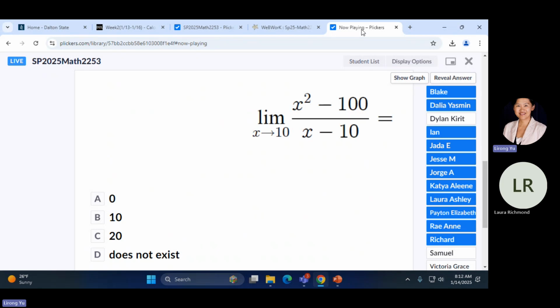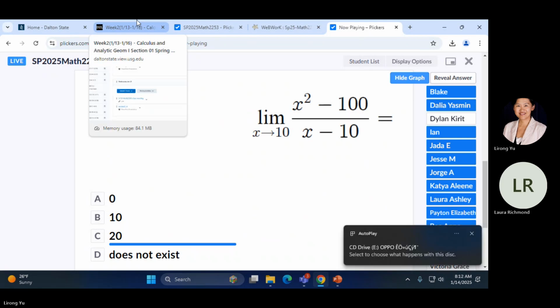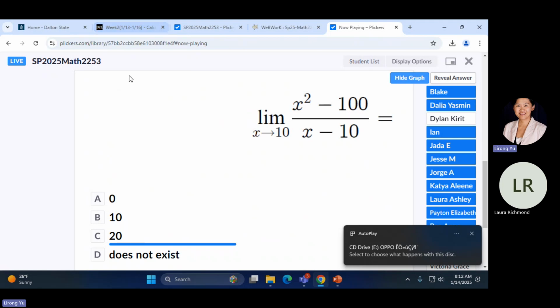Okay, let's see. I think I recorded everyone's answer. I'm trying to solve and see. The answer is 20. Any questions? All right, you can certainly try numbers and the numerical answer.